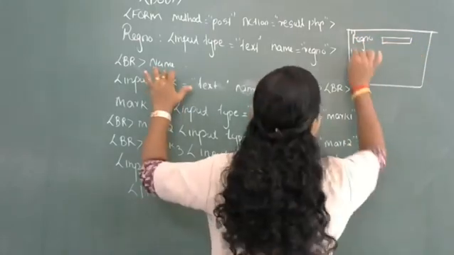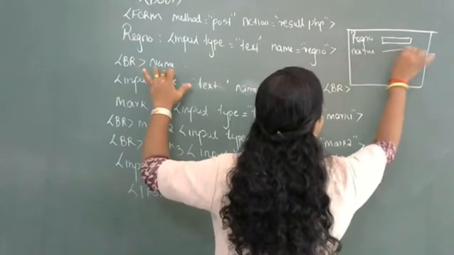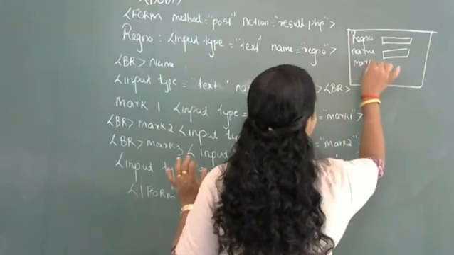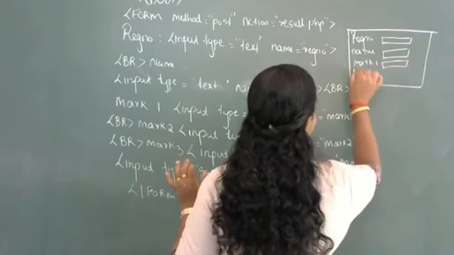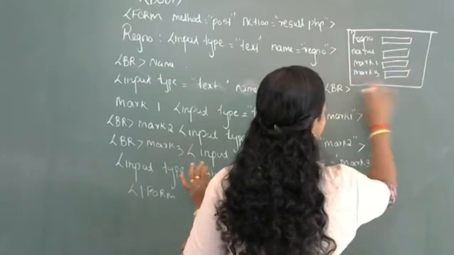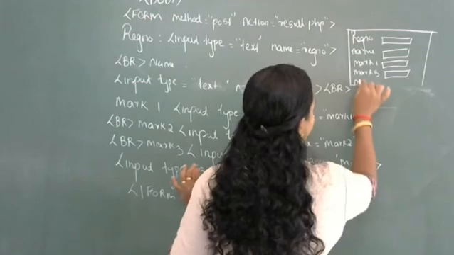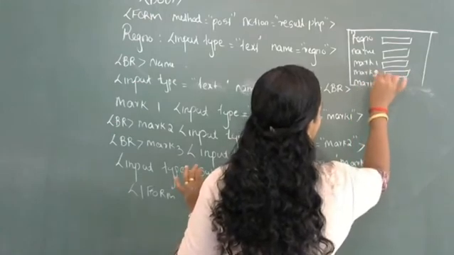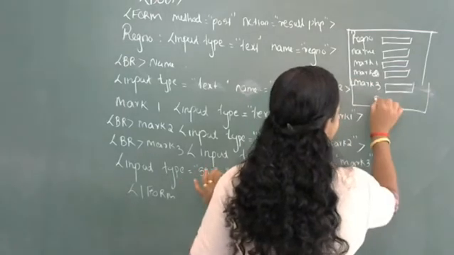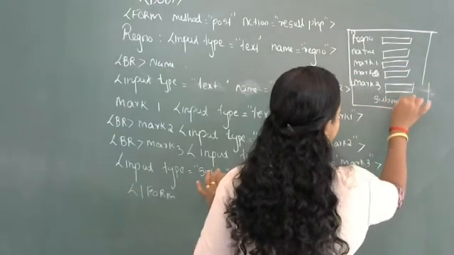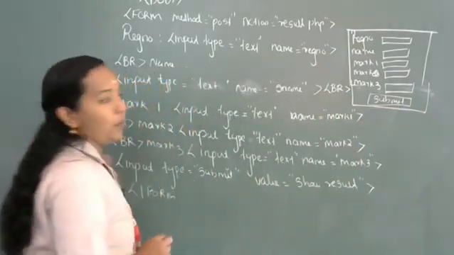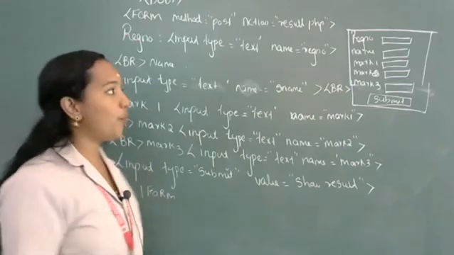Then after that, name of the student. One more text box will come. Then mark 1, third text box. Mark 3, fourth text box. Then mark 2, mark 3, another text box, and then submit button. So when we execute this HTML program, we will get a form like this.